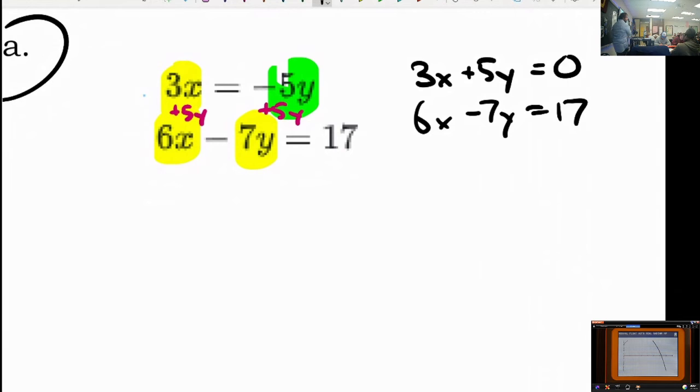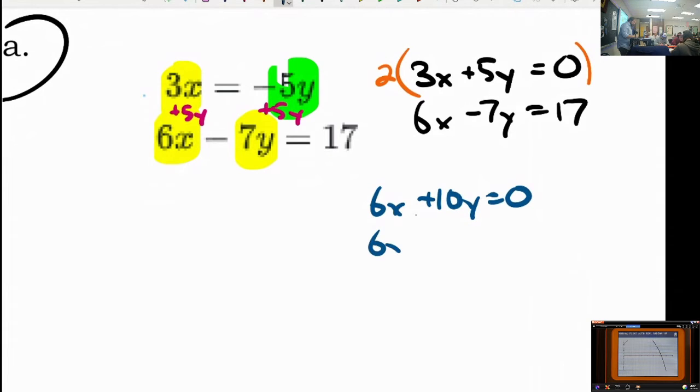But before we can do elimination, nothing will eliminate right now. None of the coefficients are the same. We have 3x and 6x. We have 5y and negative 7y. But I do see 3 and 6. That's a 1 to 2 relationship. So if we multiply the top equation by 2, we'll have what we need. We just have to remember to multiply everything by 2. So the top equation will now become 6x plus 10y equals 0. The bottom equation, again, stays exactly the same. And now we're ready to do elimination.